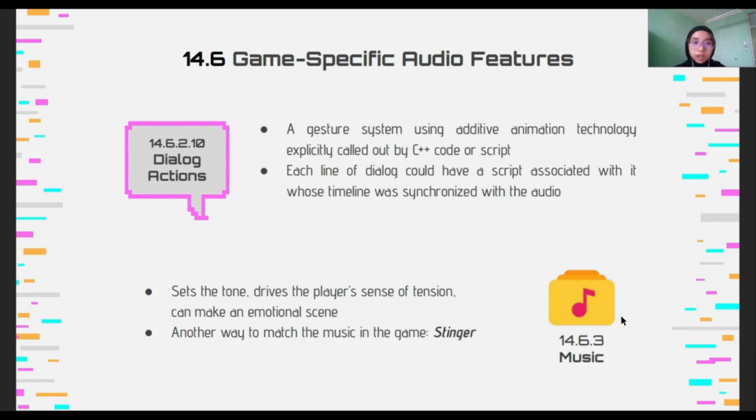Firstly is dialogue actions. Each line of dialogue could have a script associated with it that is synchronized with the audio. Next is music, which sets the tone, tracks the pacing of tension, and also can make an emotional scene.